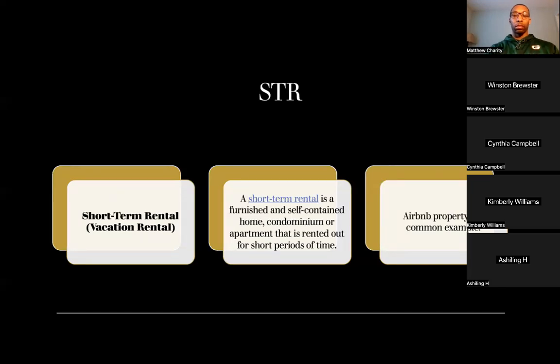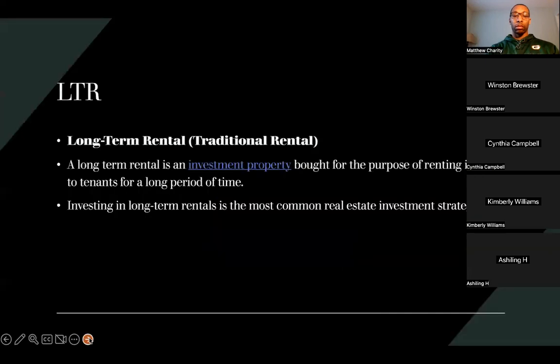That is as opposed to an LTR, which is a long-term rental. That's where you have a tenant with a lease, usually a year, although it can be more and it can be less. A long-term rental is generally not furnished. With a short-term rental, you generally pay Wi-Fi, electric, water, lawn care. With a long-term rental, it's negotiable whether you or the tenant pays those things.